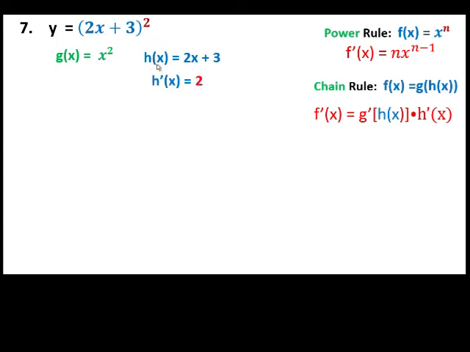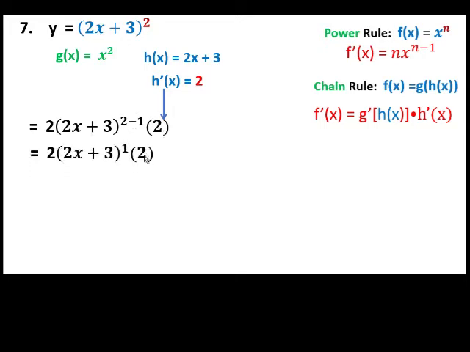So the derivative of h of x is 2. So in general, the derivative of y with respect to x is equal to the exponent 2 times the base to the power of 2 minus 1 times the derivative of 2x plus 3, which is 2. Simplify the exponent and distribute, multiply 2.